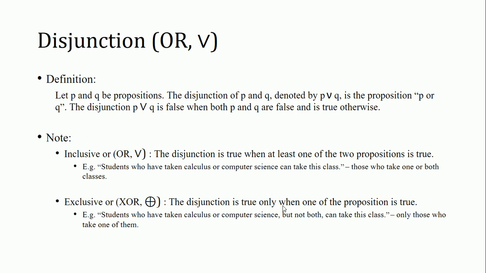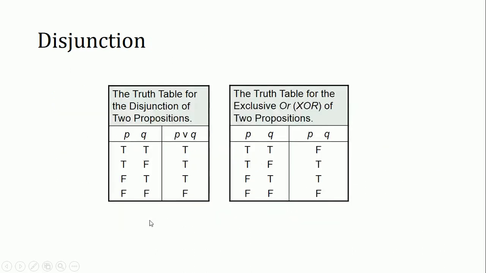So, example natin, students who have taken calculus or computer science but not both can take this class. Okay? Hindi pwedeng dalawa. Only those who have taken only one of those classes can take this class. So, ganun yung exclusive form. Okay, this is the truth table for the disjunction. Yung first table is yung inclusive or natin, and then yung second table is yung exclusive or.